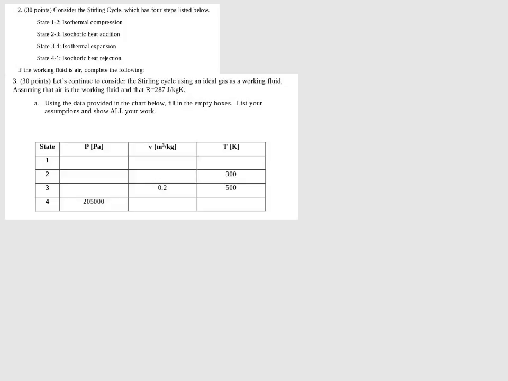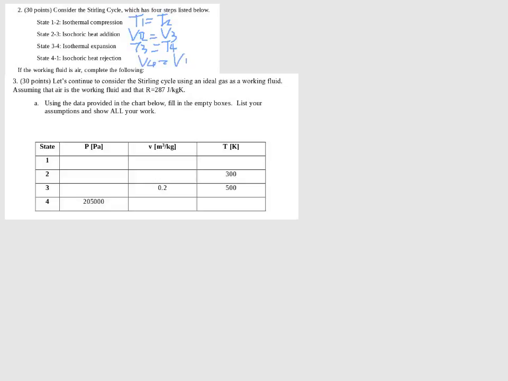State 1 to 2 is an isothermal process, so delta T is constant, so T1 is equal to T2. State 2 to 3 is isochoric, so the volume doesn't change, so V2 is equal to V3. State 3 to 4 is isothermal again, so T3 is equal to T4. And state 4 to 1 is isochoric again, so volume doesn't change, so V4 is equal to V1.